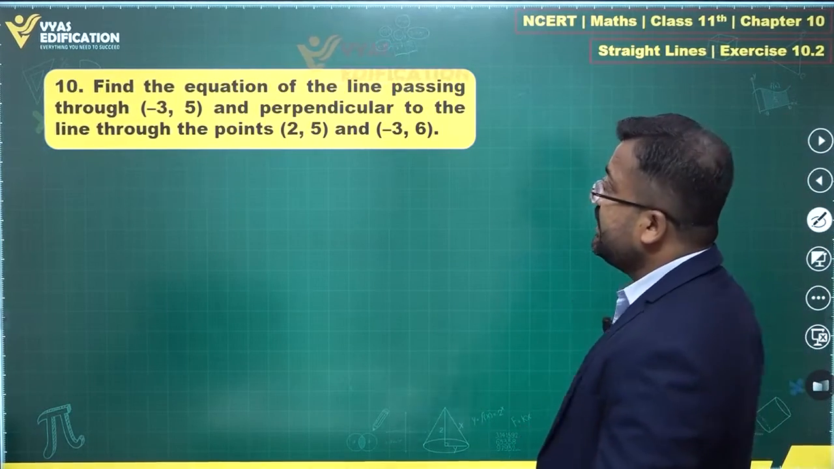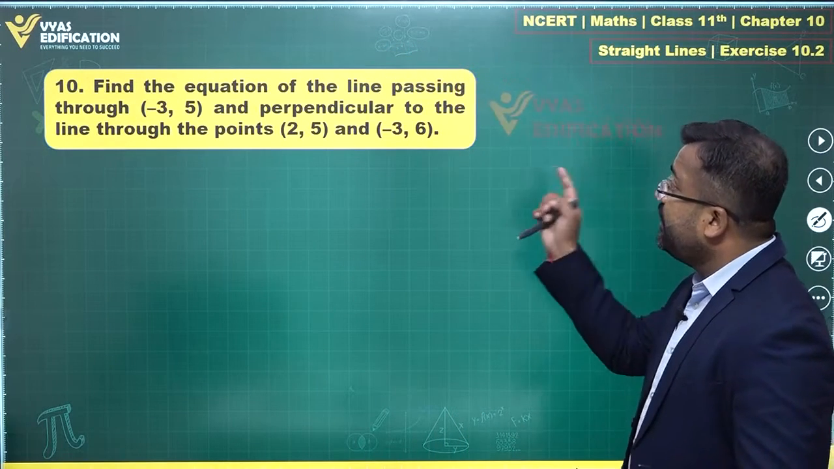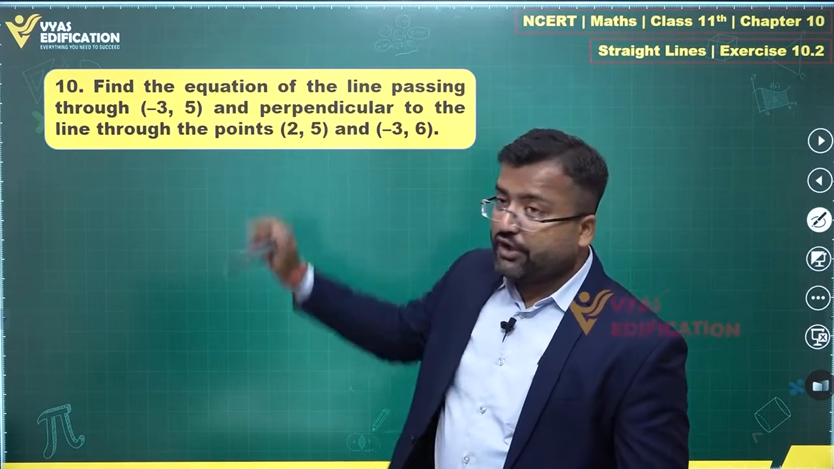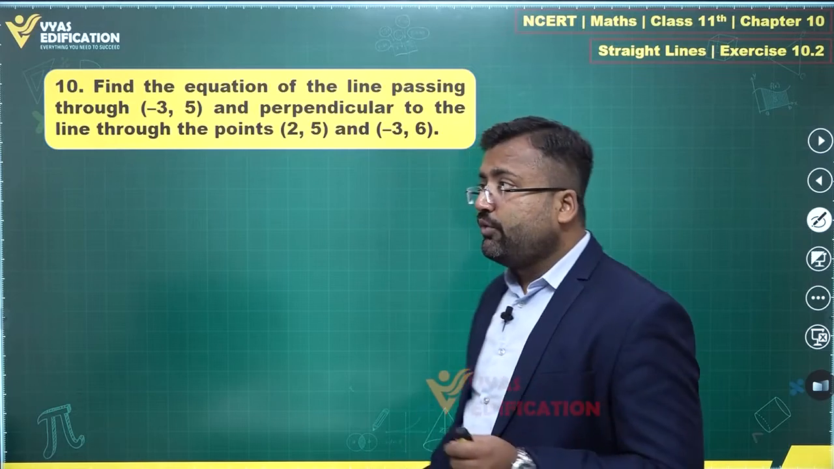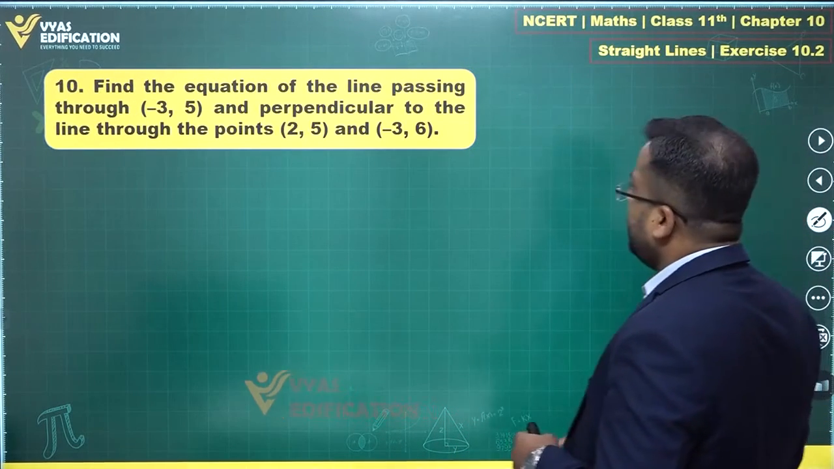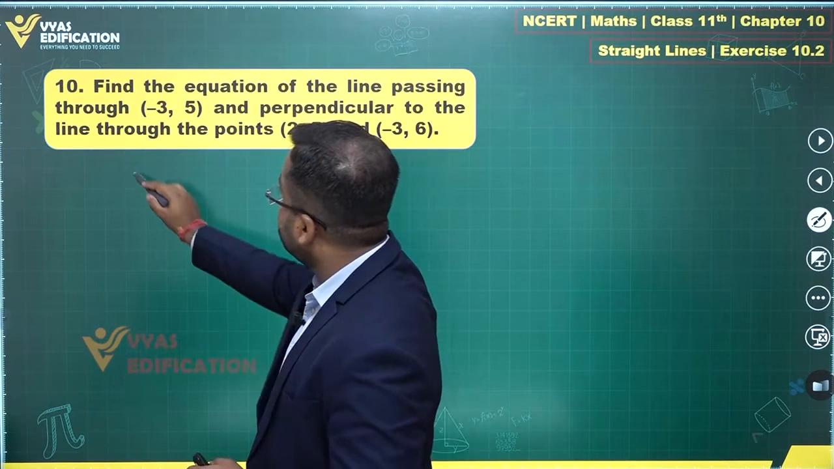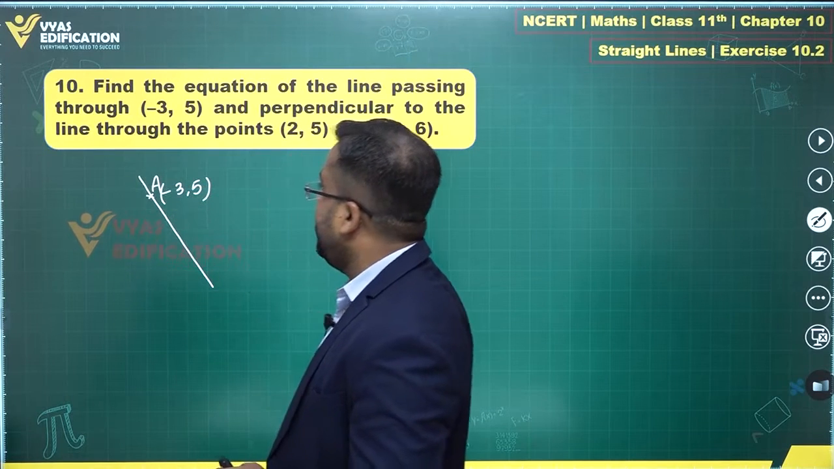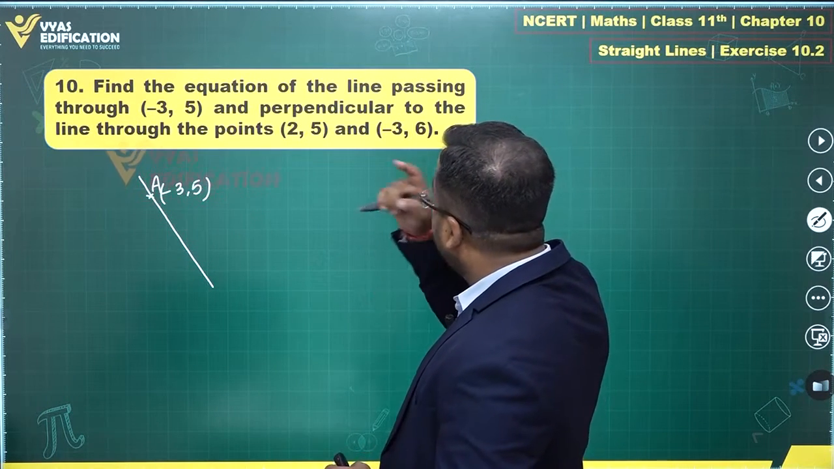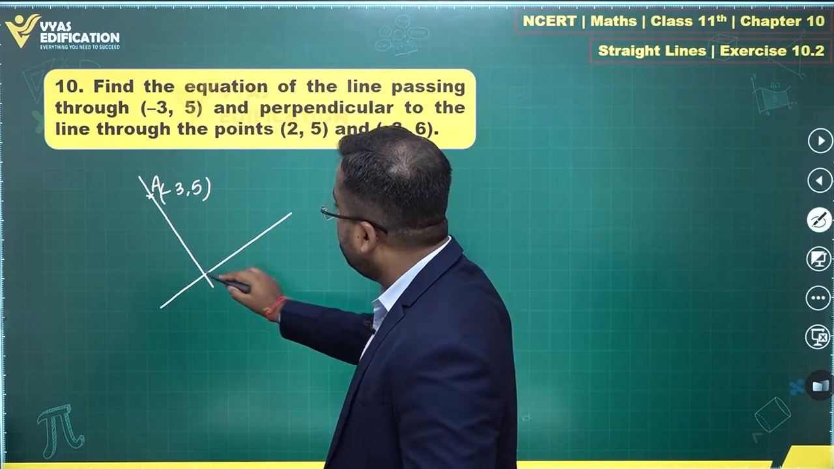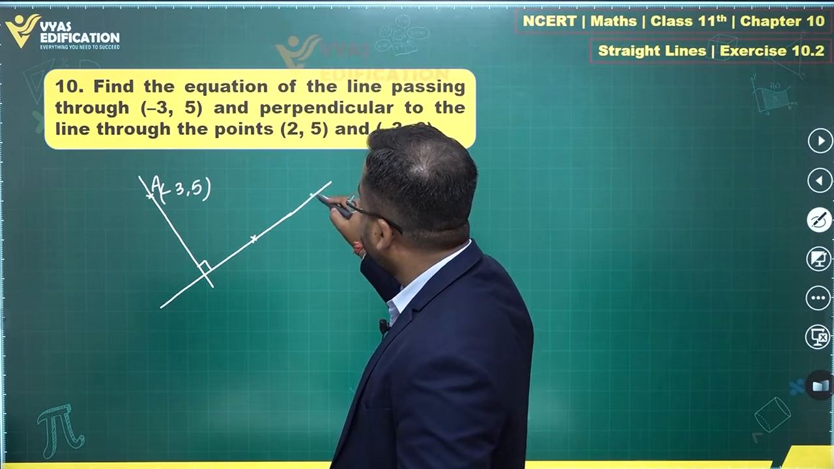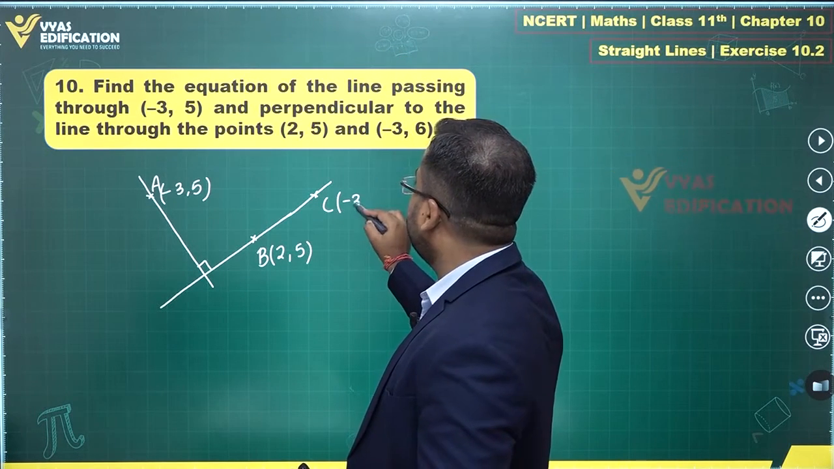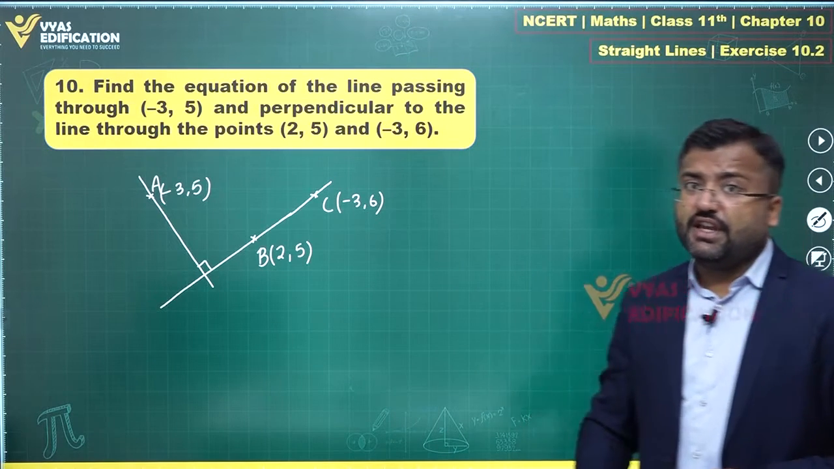The 10th question says, find the equation of the line passing through this point and perpendicular to the line through these two points. So you're given one particular point on the line, and you're given another condition. You needed two conditions, and you're given the other in another way. The line passes through (-3, 5), let's call this point A, and is perpendicular to another line through some other points. Those points are B (2, 5) and C (-3, 6).